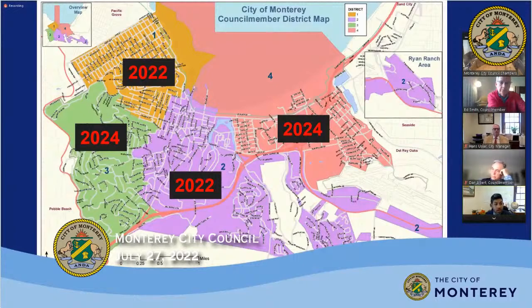So starting in 2022, districts 1 and 2 council member seats will be up for election. The other two seats would remain at large. And then districts 3 and 4 council member seats would be elected by district for districts 3 and 4. And this is a graphic of what was called at the time the dolphin map that was adopted by the city council. And I think most of you are familiar with this, and community members should be as well.